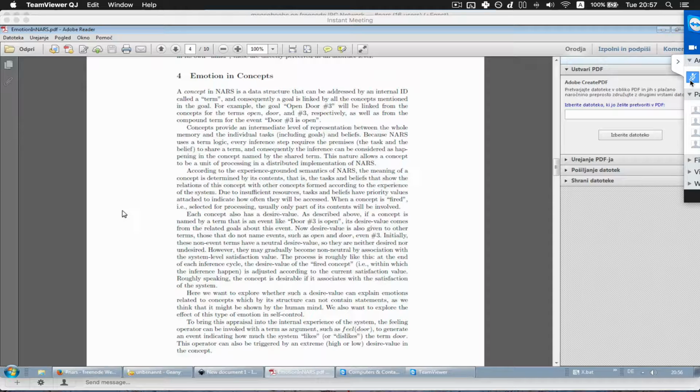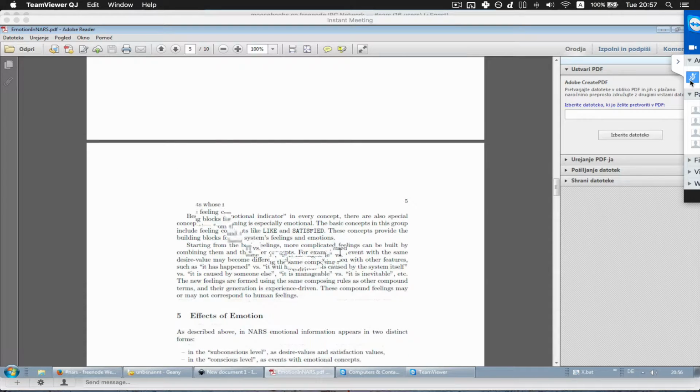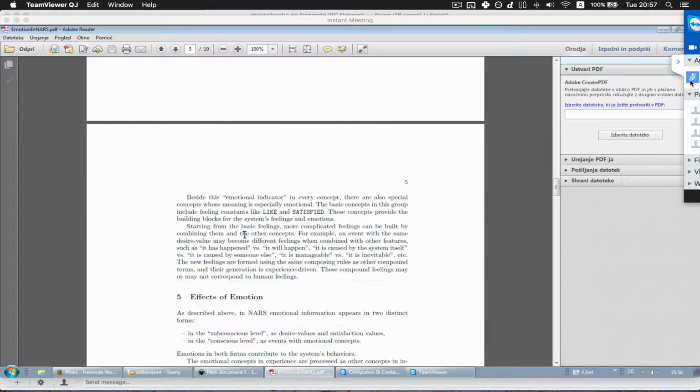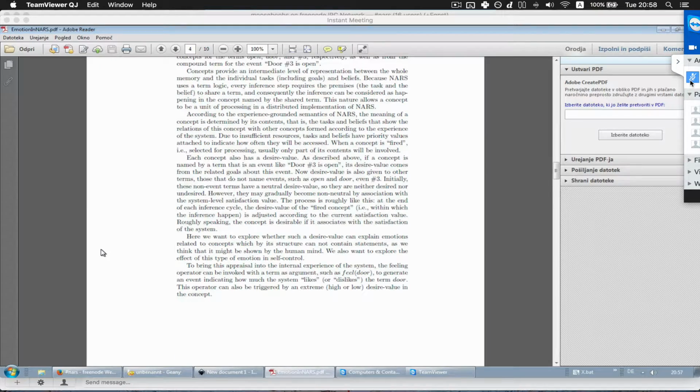Now in the paper it says that concepts, their level of satisfaction is set by basically goal satisfaction. But then in other places it says that every statement type will have a desired value. Where does it say this? That's a good question.